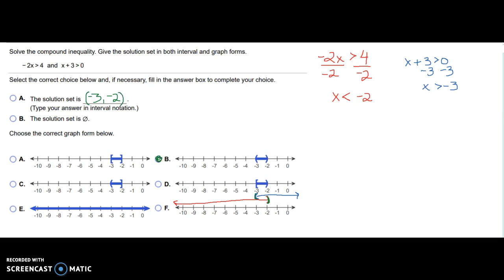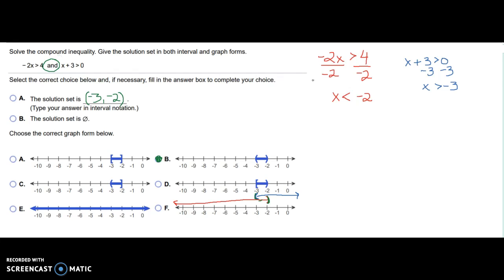be graph B. And again, you only choose the section where they're both true, so you can fully graph both of them individually, and then you look for where they both overlap. And that's because of the word "and" in between.